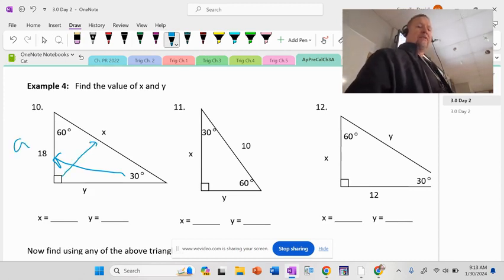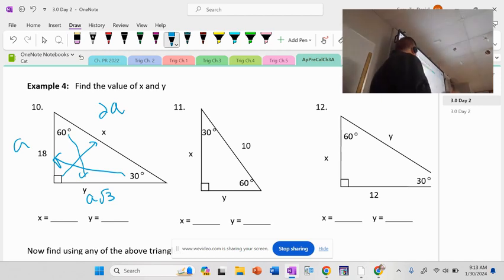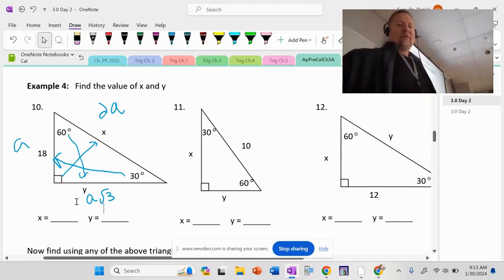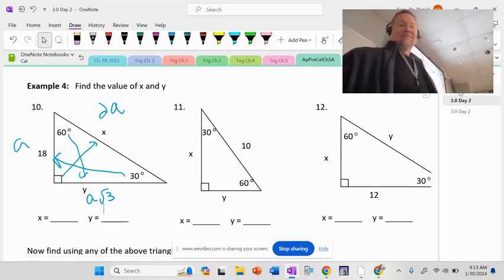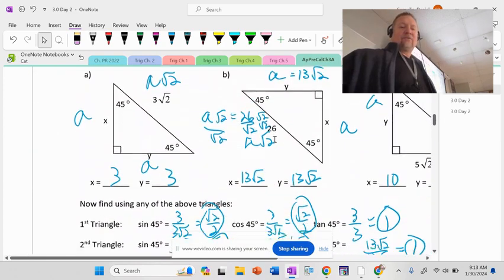Side opposite the 90 is 2A, because 2A is larger than A root 3. 2 is root 4. So that's what you should be doing in all three of these and then trying to figure out what happens from there. Okay, first one should be easy. What's X? I thought this was X over here. So 36. What's Y? 18 root 3. So I'll slide down to those and show those answers.